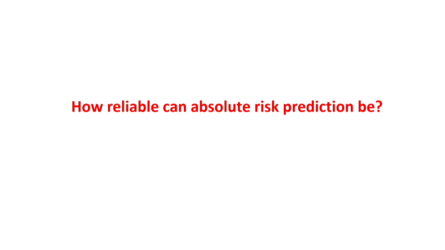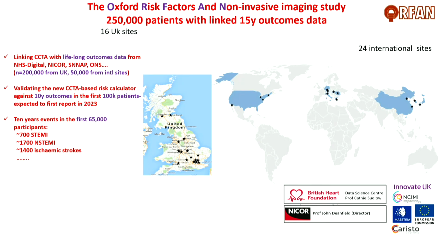Now, how reliable can absolute risk prediction be? We have these big cohorts that provide data for calculation of the ESC score or the QRISK. Do we have enough data sets to provide this kind of robustness and information? We do have this data, and in the ORFAN study, we now include 250,000 patients who had coronary CT angiograms as part of clinical care, and these are linked with 15 years of outcomes from national registries. 200,000 of these patients come from the UK, where we have extensive collection of outcomes data from the NHS, and 50,000 patients from the rest of the world.